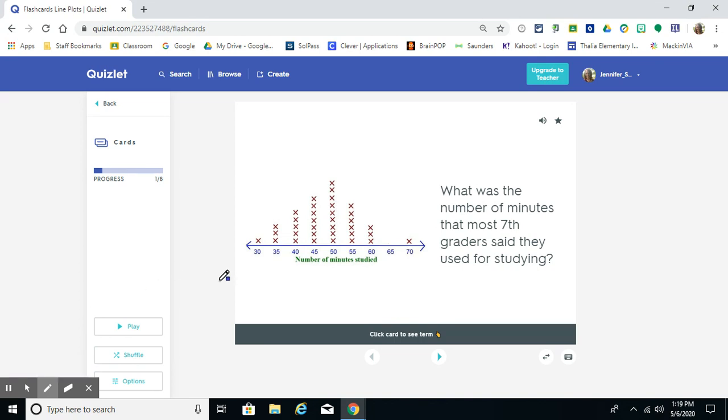For this next question, it says, what was the number of minutes that most 7th graders said they used for studying? Here's a really good advantage of a line plot because you can very easily see the number of minutes that has the most X's above it. So as we're looking, here we go. The answer is 50.